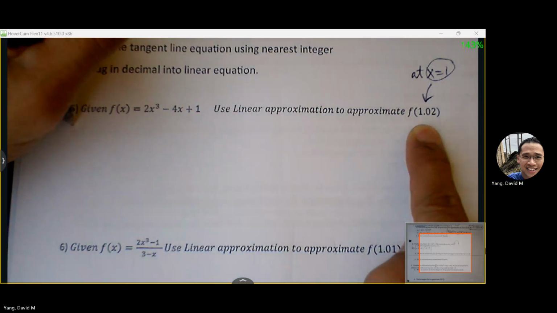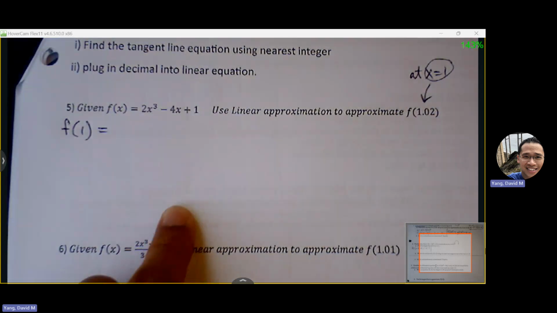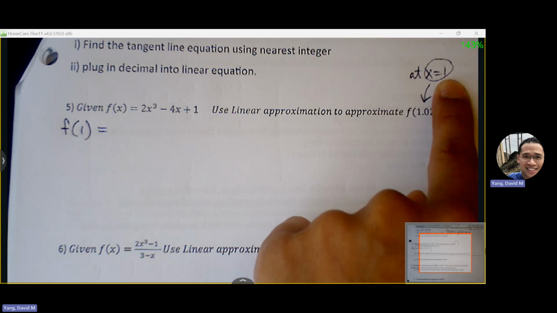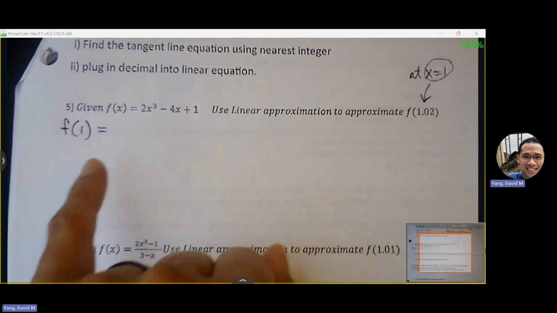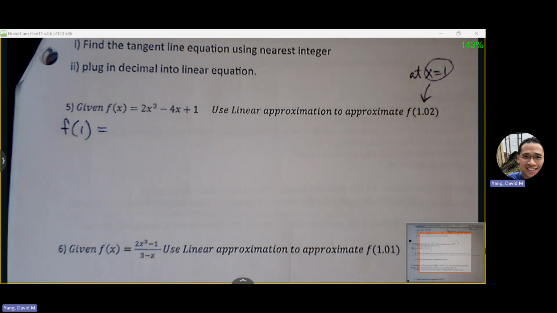So same as before, we want to build your tangent line. We need order pair and slope. So find your order pair at 1, find your slope through your derivative at 1, build your tangent line, and then you can plug that 1.02 into your tangent line equation.